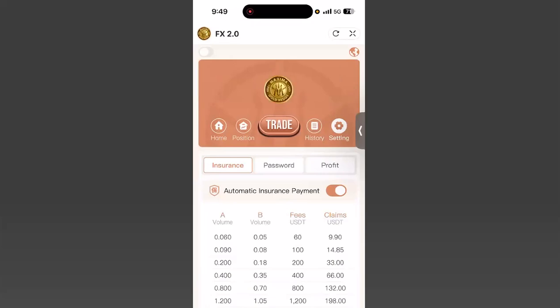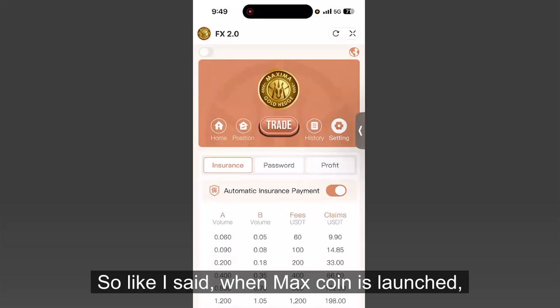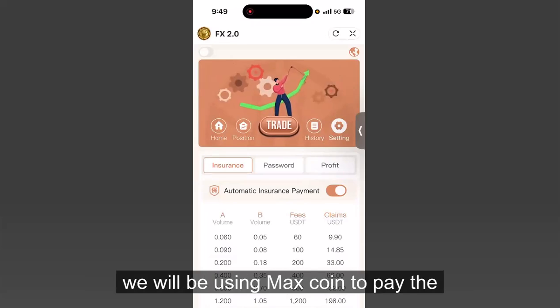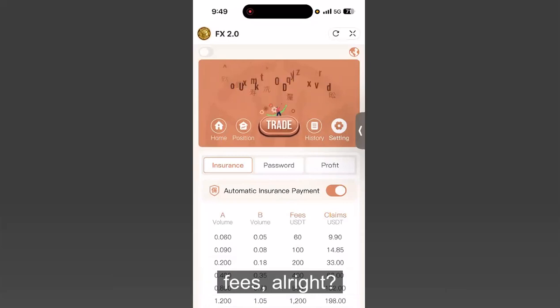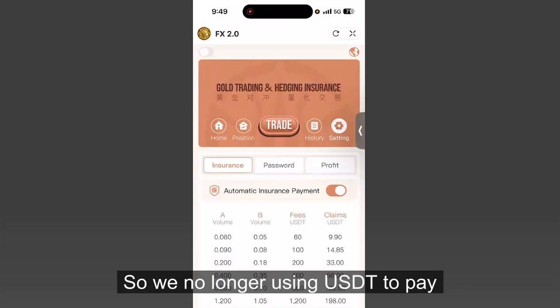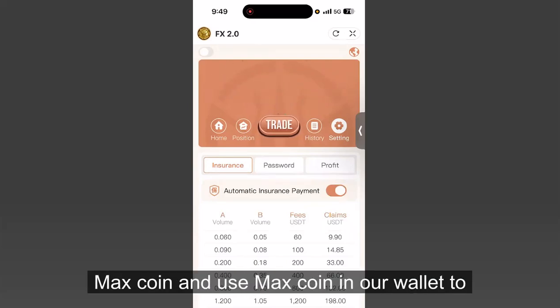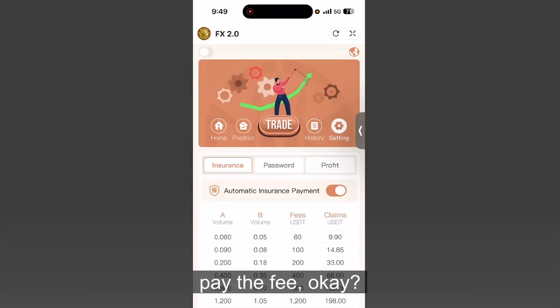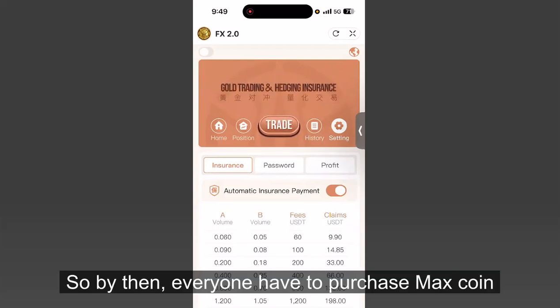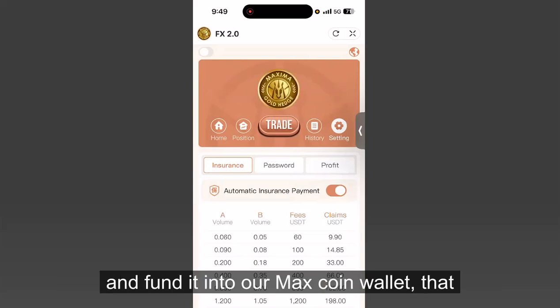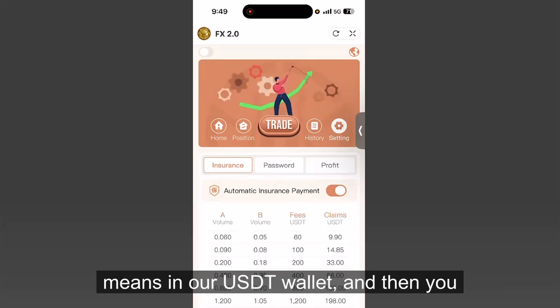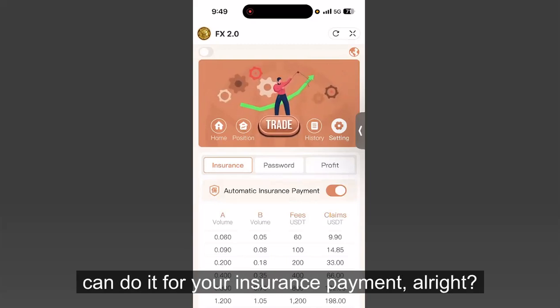All right, yep. So like I said, when Maxcoin is launched, we will be using Maxcoin to pay the fees. We will no longer use USDT to pay the fee. So we need to purchase USDT to buy Maxcoin and use Maxcoin in our wallet to pay the fee. By then everyone has to purchase Maxcoin and fund it into our Maxcoin wallet, and then you can use it for your insurance payment.